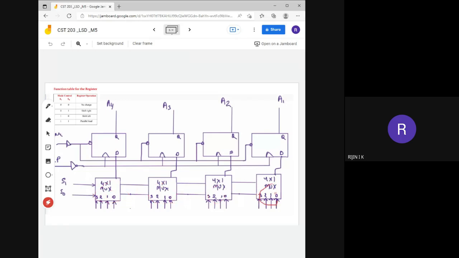Now we are going to design the 4-bit bidirectional shift register with the parallel mode. Before designing that, you should know what is a multiplexer. What is a multiplexer? Anybody? Am I audible to you?